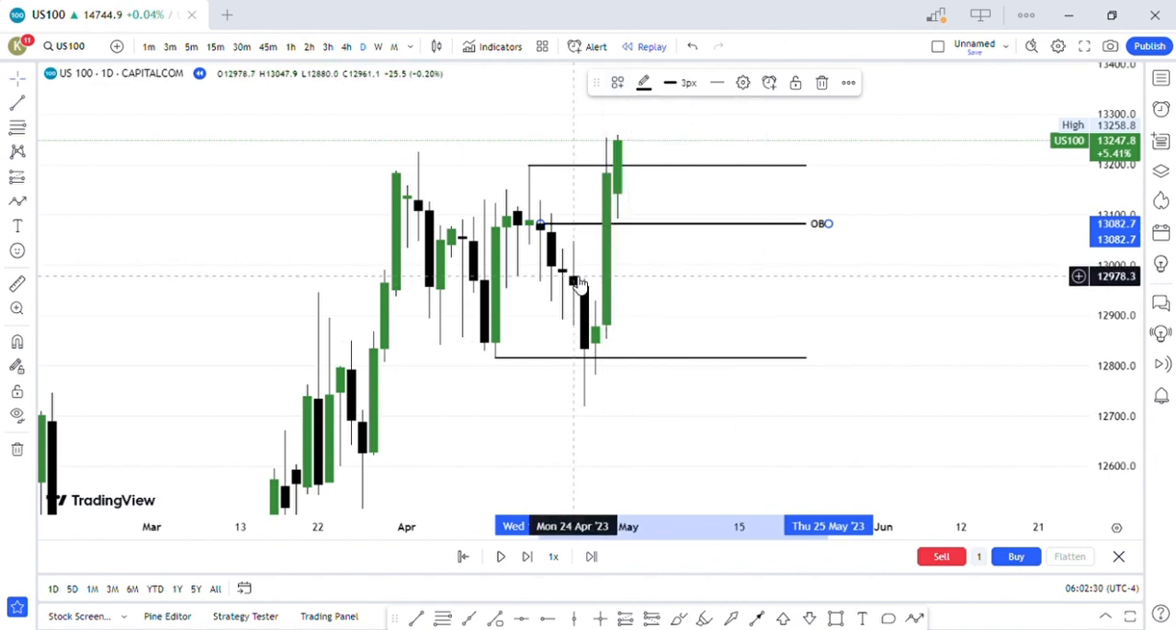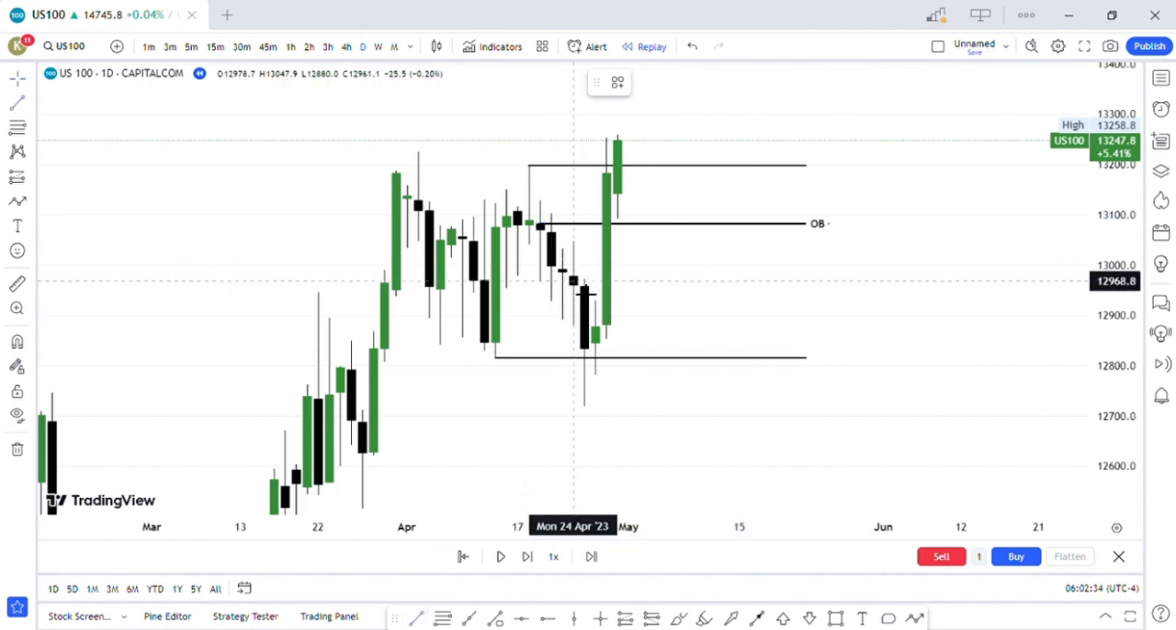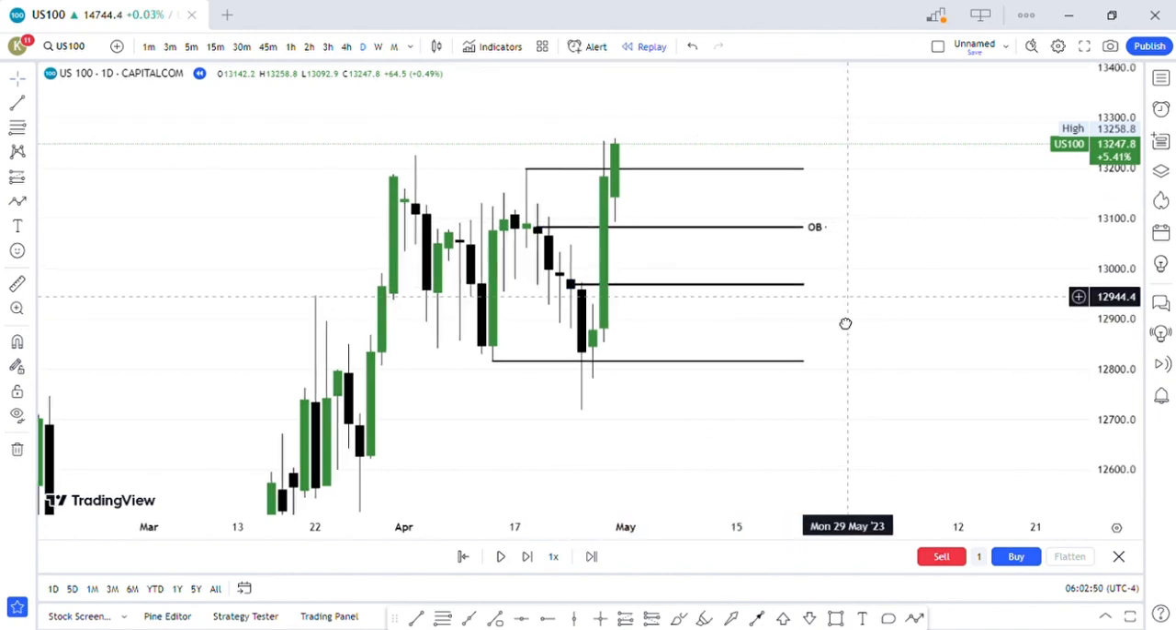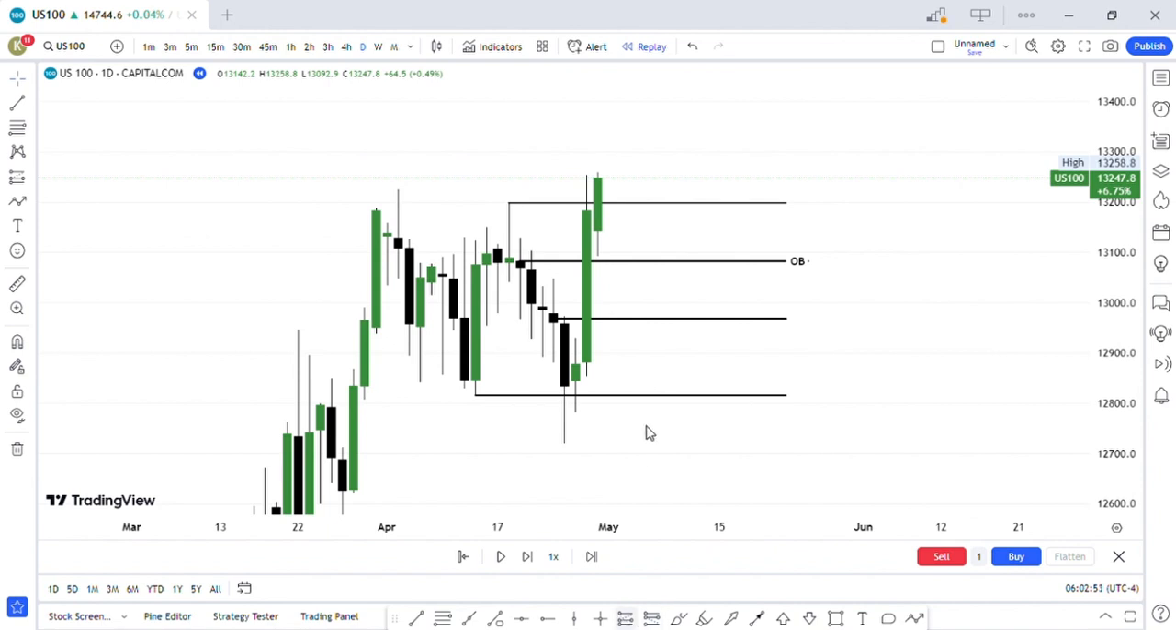The 50% of the order block will be somewhere here. So this is the mean threshold. So we wait for the market to come back and retest either the open of the order block or the 50% of the order block before taking our buy position. Let's do this.